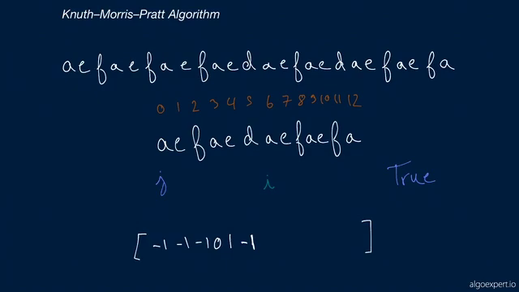So compare the letter A here at index 6 to the letter A here at index 0. These two letters are equal, so we're going to mark a 0 here. Again, this tells us that in this substring, AEFAEDA, there is a prefix that is also a suffix. It happens to be just the letter A.